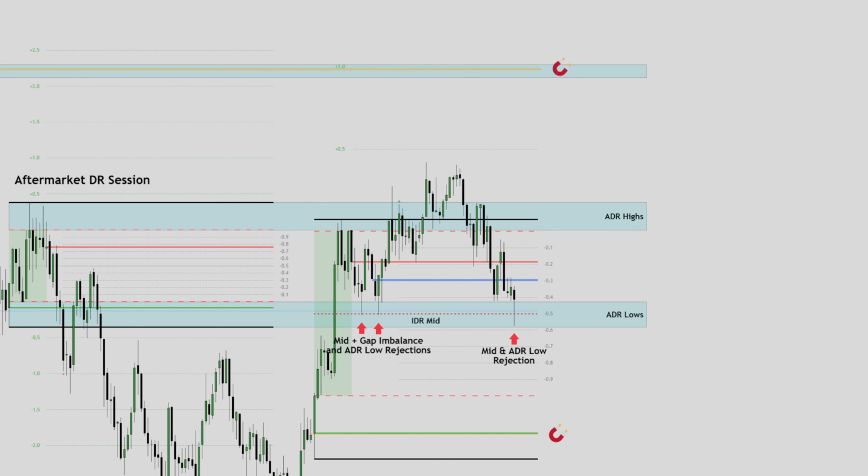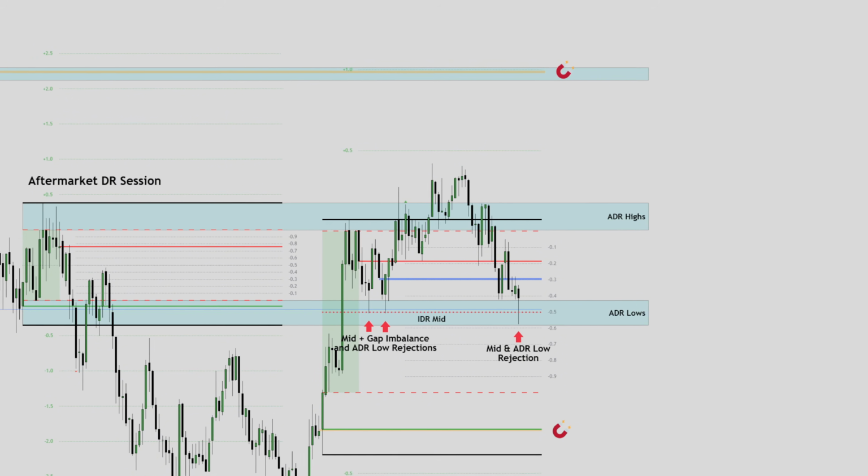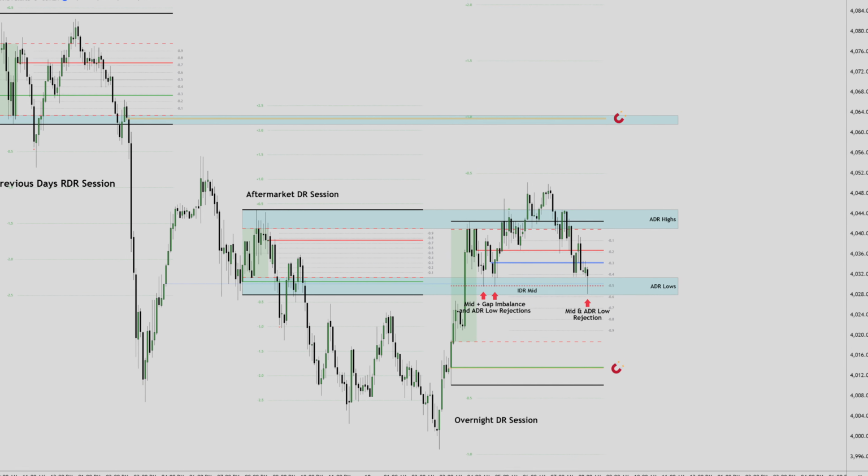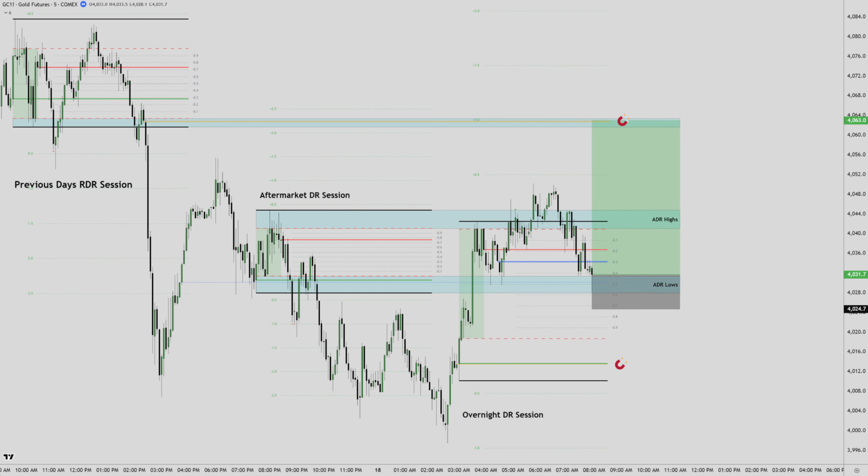Later in the session, however, the probabilities still clearly favor the upside. Price rejects the range mid and the aftermarket lows for the 3rd time during the session. Would I take a second trade here? Absolutely. This one offers around 4.3 R, and if it hits, the session ends in roughly 3.3 R net profit.